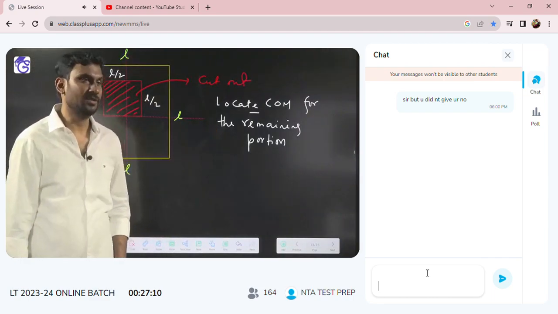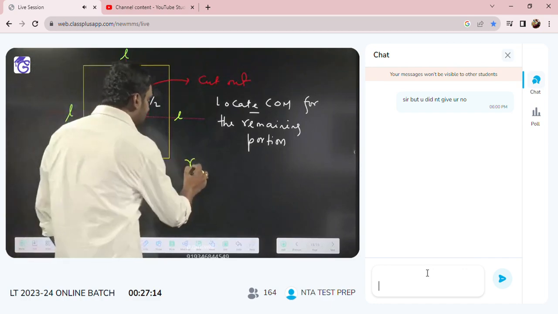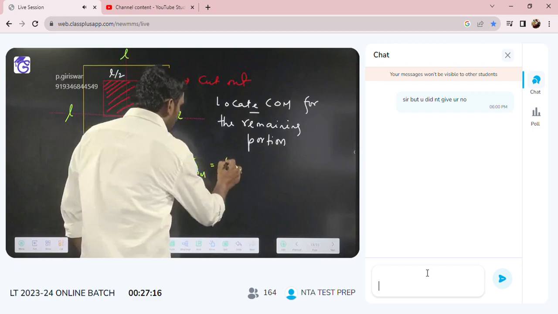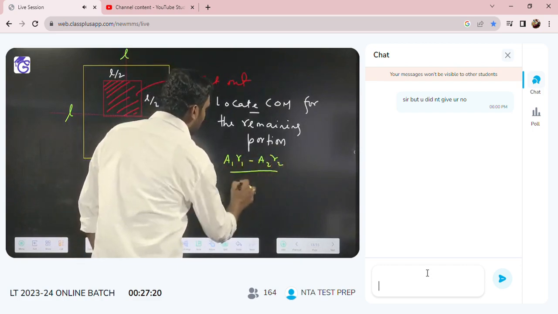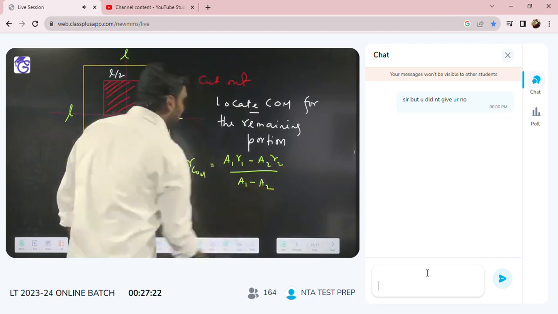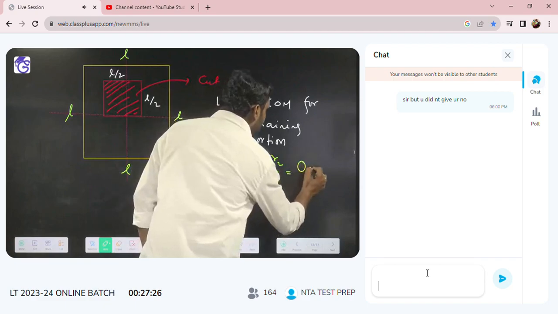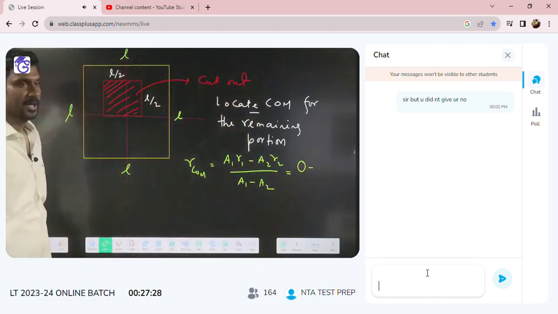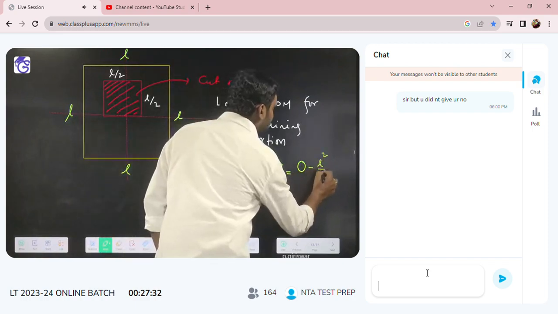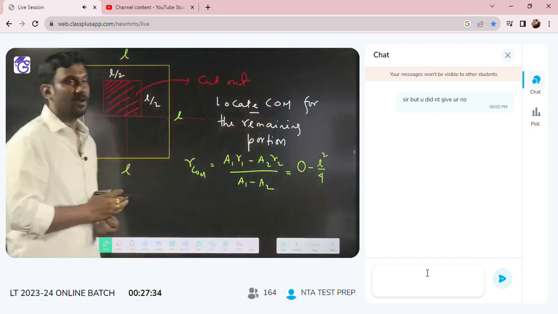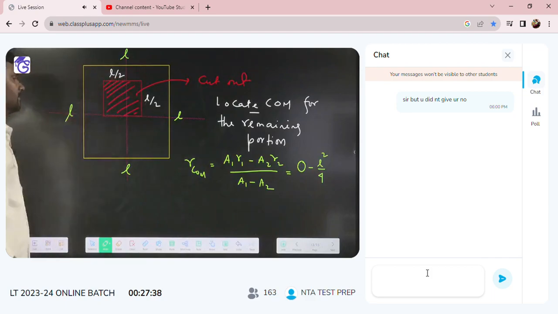Absolutely. Correct. Now you see, the formula is what? R center of mass is equal to A1 R1 minus A2 R2 by A1 minus A2. Boys and girls, A1 R1 is equal to 0. A2 is how much, boys and girls? A2 is L square by 4. Please respond. A2 is equal to L square by 4.